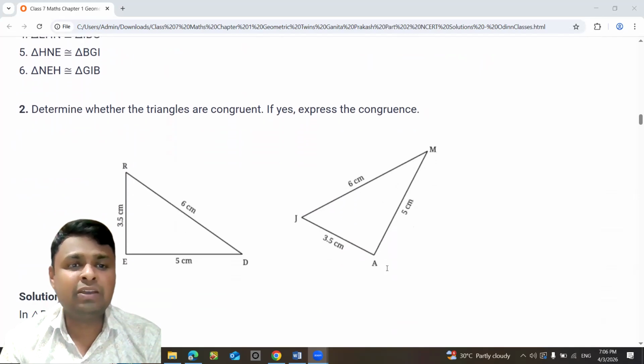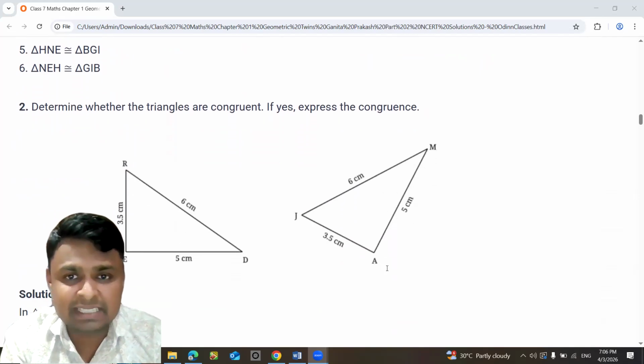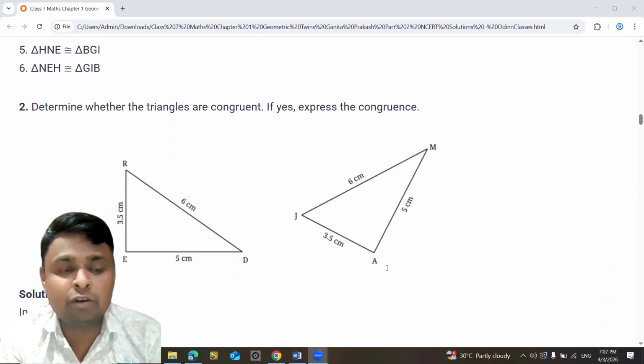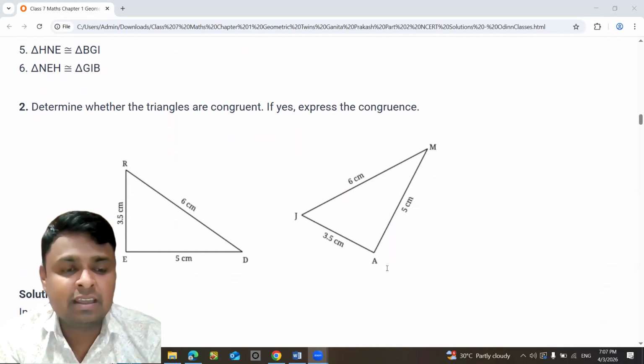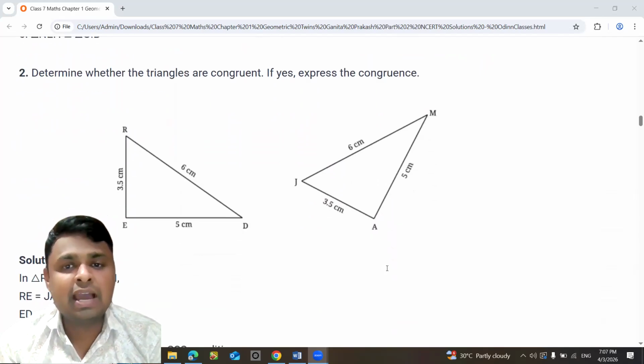Now, determine whether the triangles are congruent. If yes, express the congruence. So, you have to look at the triangles. Measure the lengths. They have given the length 6 centimeters for RD and JM. Both are congruent. Yes, they have the same length. Then the angles. You have to look at the angles also, and you have to check.